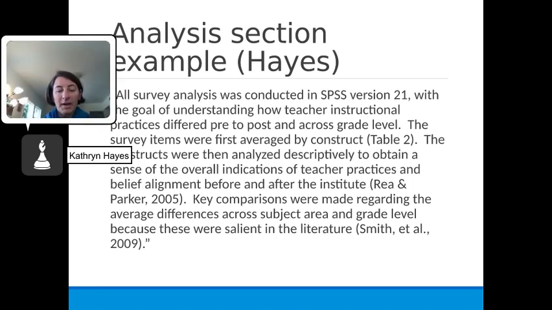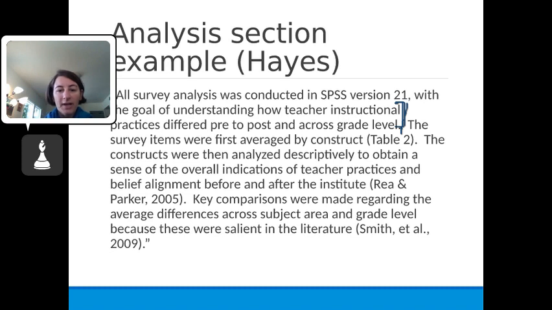Here's an example from one of my papers for really just the statistical analysis part, or the descriptive analysis part that I've been talking about. All survey analysis was conducted in SPSS. For many of you, this might be in Excel. The goal was understanding how teacher instructional practice differed pre to post across grade levels. So here I'm writing down the goal.